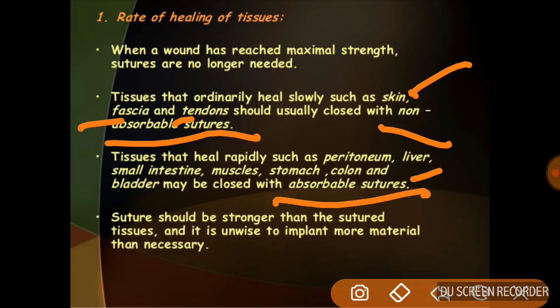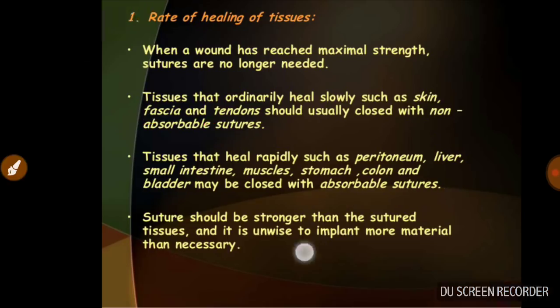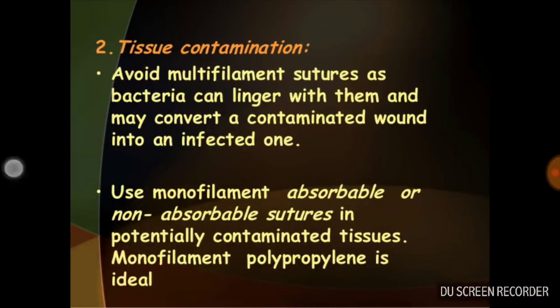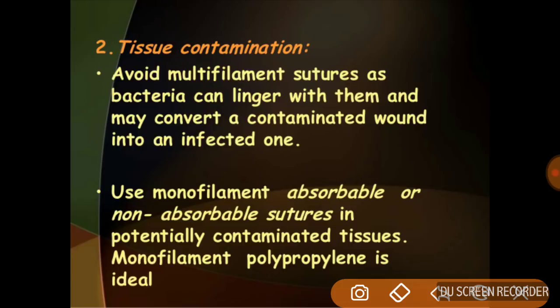Suture should be stronger than the sutured tissue. It is also unwise to give more of the implant, that is, more suturing is also unwise. Now, tissue contamination. You will avoid multifilament sutures in case of contaminated wound, as already told, because the chances of harboring bacteria over the suture material will then increase. So use monofilament, absorbable or non-absorbable suture in potentially contaminated tissue.